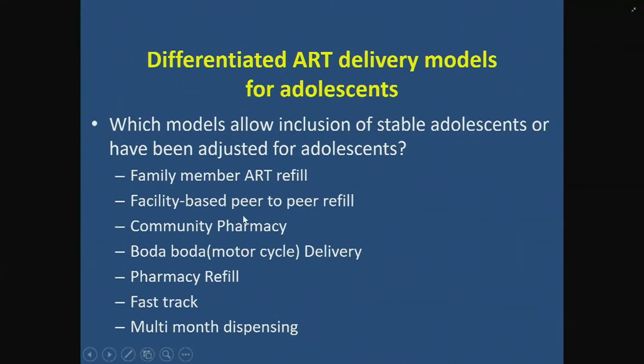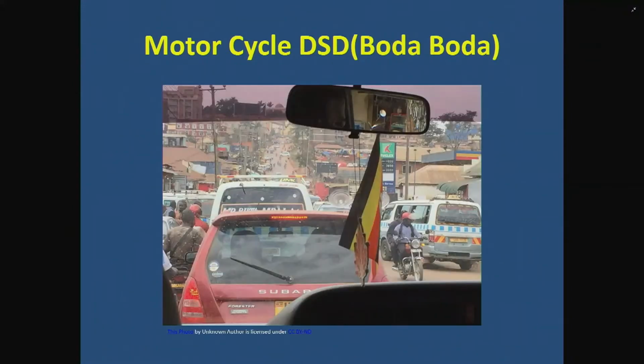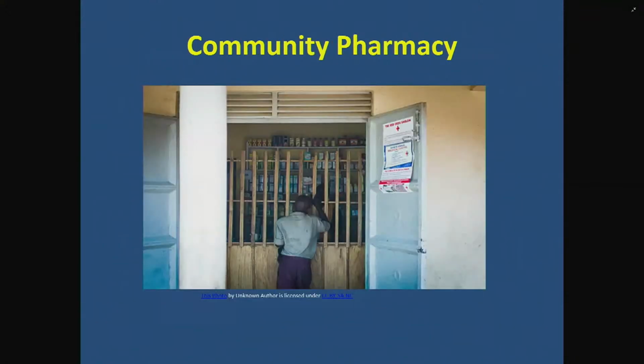So, whichever model you use, whether it is family-centered, family picking up the treatment, a community pharmacy, boda boda delivery, pharmacy refill, fast-track multi-dispensing, at one point it's important to ask the adolescent. Look at this overly crowded city of Kampala, and today it has rained. It's going to be exactly like this. Imagine a boda boda guy taking medicine in a crowded city, in a flooded city, and they may not even reach. So we have to be careful. So this is a community pharmacy. I couldn't find a picture where the adolescent was very short and couldn't reach the pharmacy, but you get the idea.